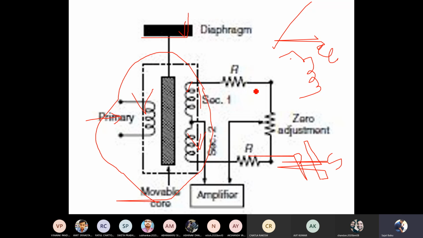So in this way you can clearly see that when I am moving my diaphragm, my core is getting displaced, and my output voltage is getting varied. So the displacement here is getting converted into voltage. Okay, समझ में आया आपको?